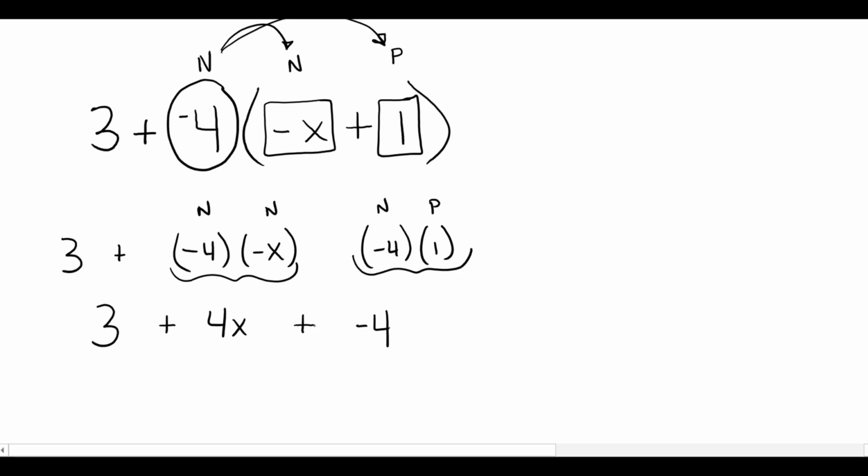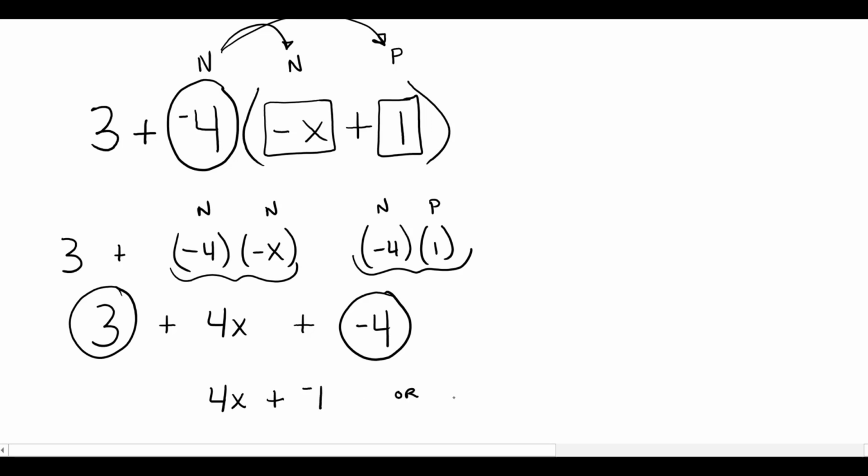So we're simplifying this. I see 2 things that can go together. I see that numbers that don't have any variable with them can be combined and simplified further. What's -4? What do we have more of, negatives or positives? How many more negatives do we have? 1. So our final answer is 4x plus a -1.